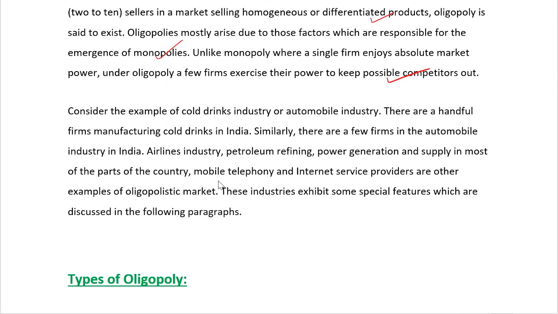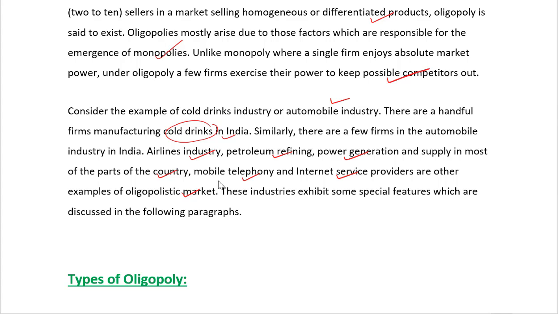Consider an example of cold drink industry or automobile industry. There are a handful of firms manufacturing the cold drinks in India. Similarly, there are few firms in the automobile industry in India. Airlines, petroleum refinery, power generation and supply in most parts of the country, mobile telephony and internet service providers are other examples of oligopolistic market. These industries exhibit some special features which are discussed in the following paragraphs.